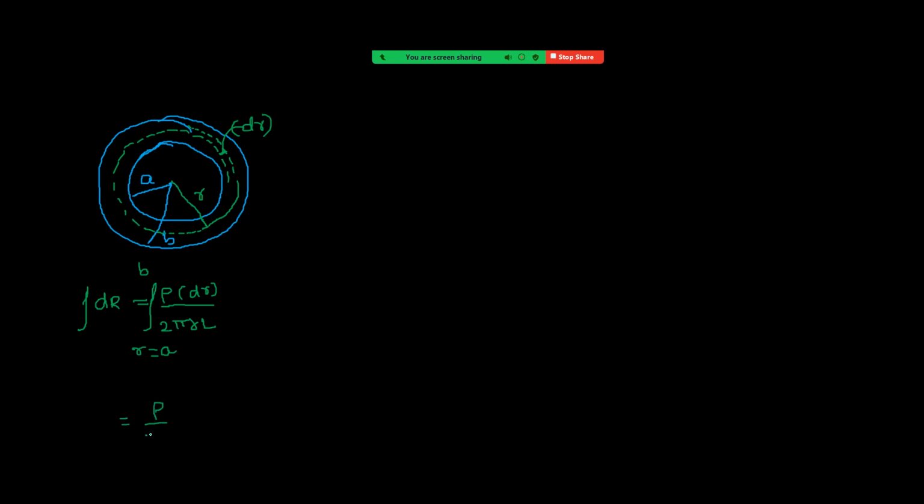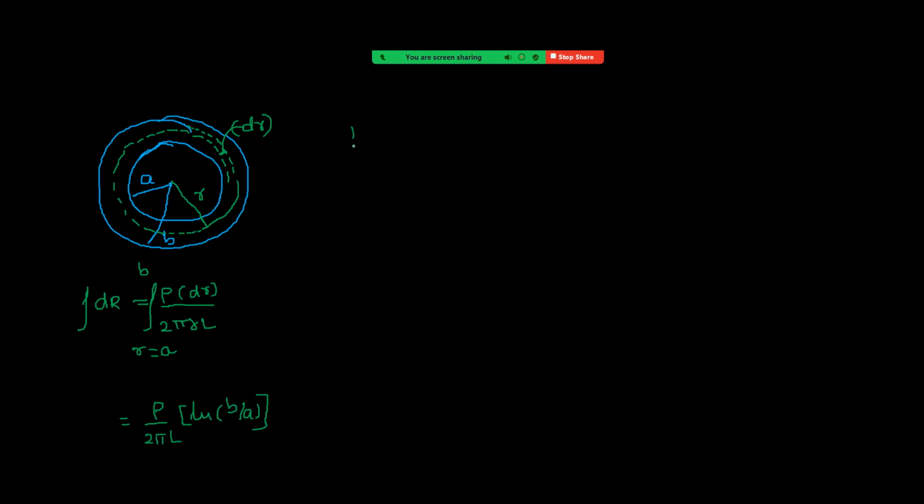Rho upon 2 pi L is constant, take it outside. Remaining is 1 by r dr, that is ln r. Take limits now. It becomes ln B by A. Right? This is our final answer: rho upon 2 pi L into ln B by A.